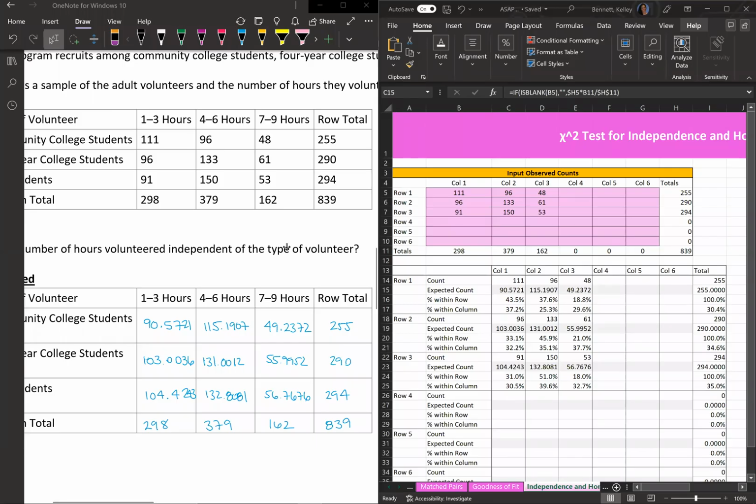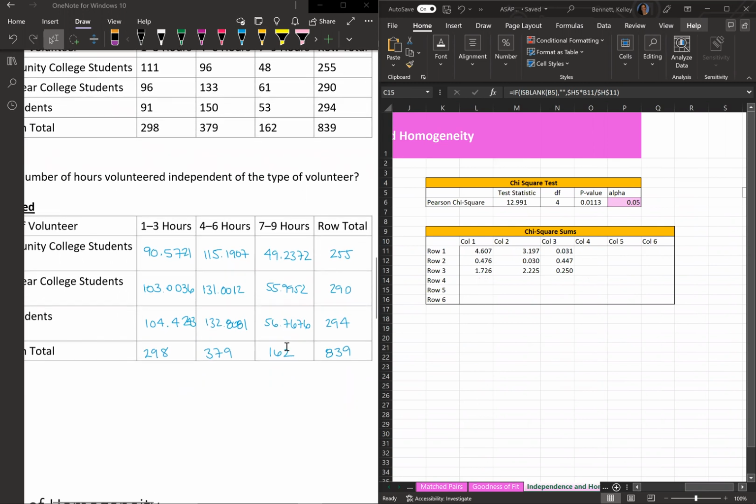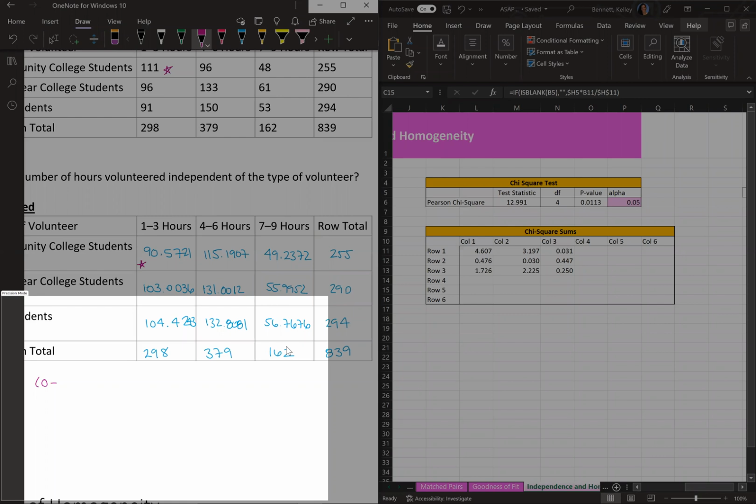So with my recorded expected values, I can go ahead and look at the residuals here. In this far right section of the tab, we're given our outputs for our test statistic, our degrees of freedom, our p-value, and then we have a place to compare that to alpha. We're also given our chi-squared sums, and these are just our residuals. So your residual is observed minus expected, squared, over expected.